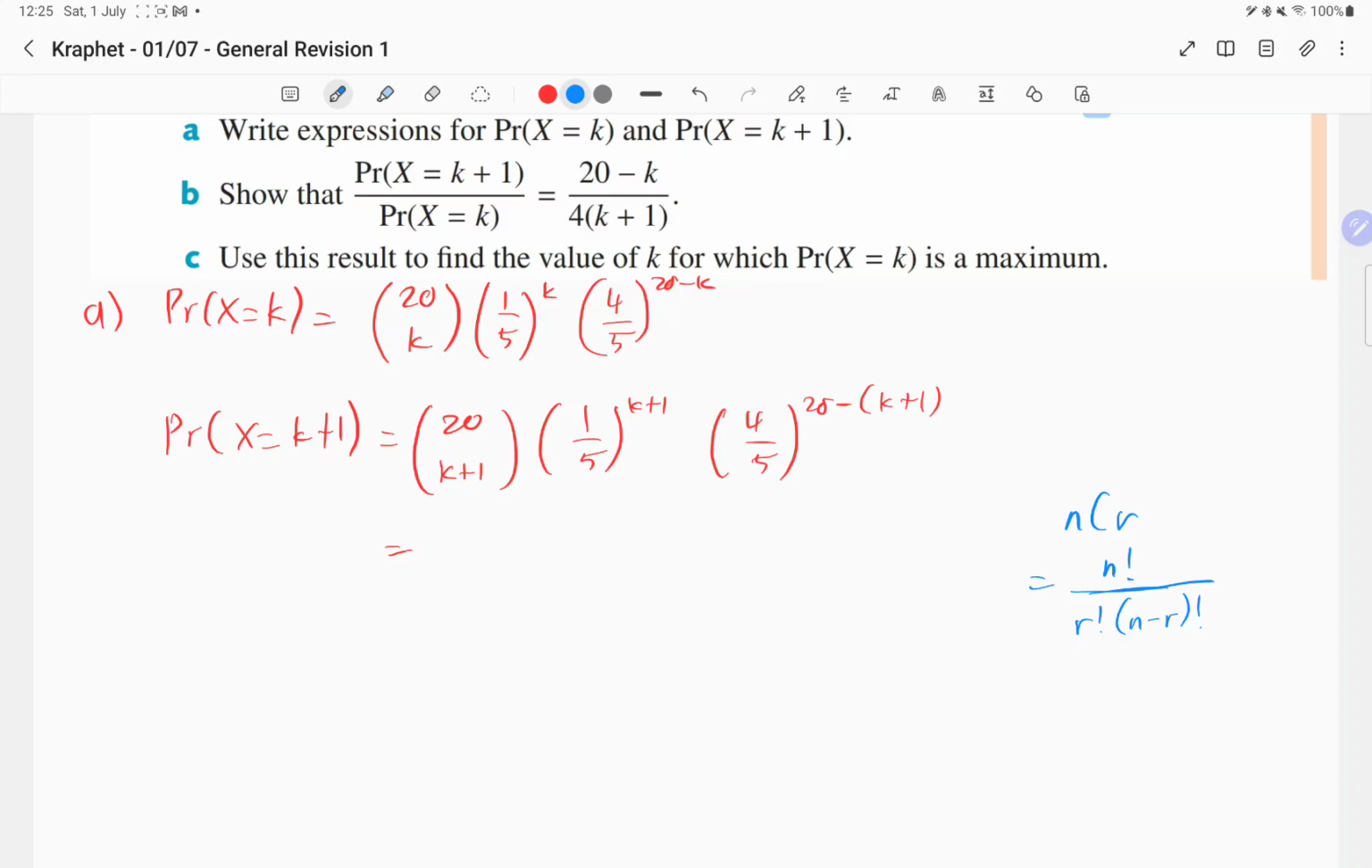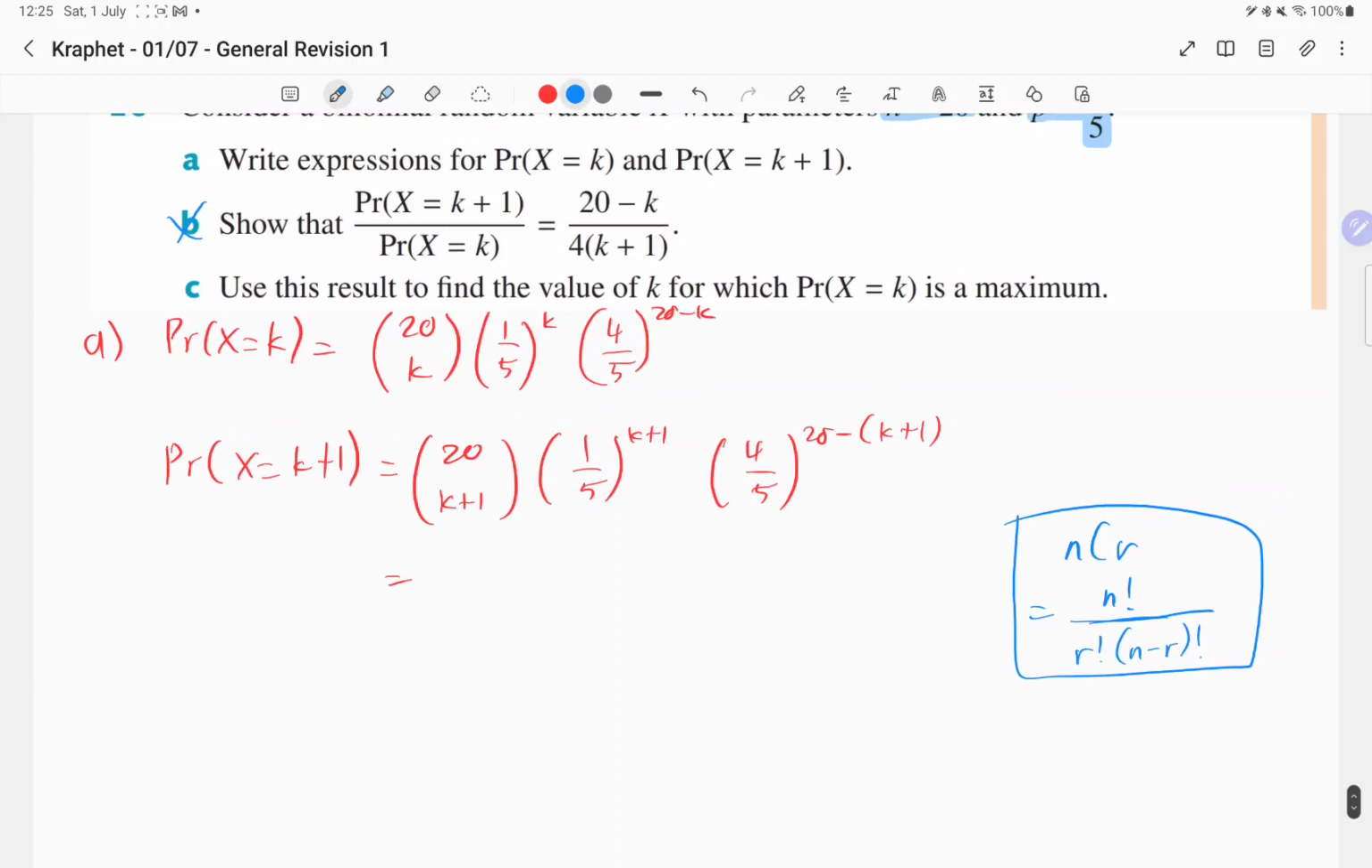They just taught us NCR and how to write it. Okay. Well, if you can remember the formula, do that. If not, you can safely skip question B.